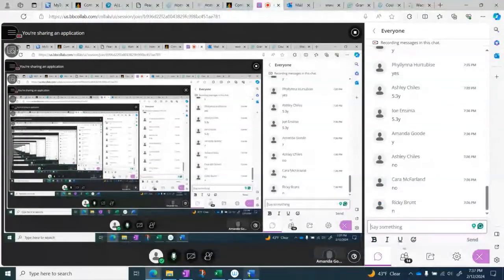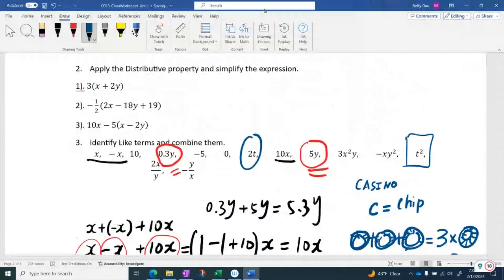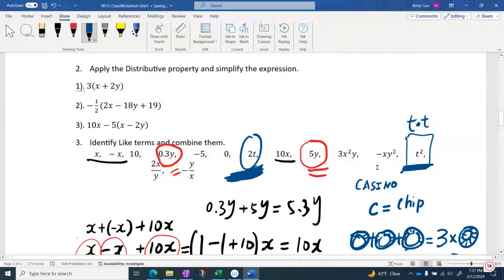You guys are awesome. Yeah, they are not like terms. But you know, they are so different, right? This one is twice of t. And this is the square of t. Square of t actually is t times t. They are so different. But in fact, it is a common mistake that people confuse one with the other.